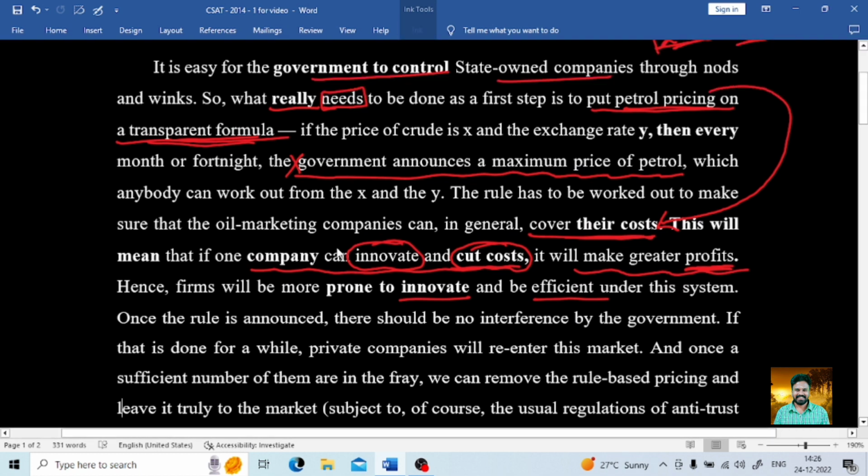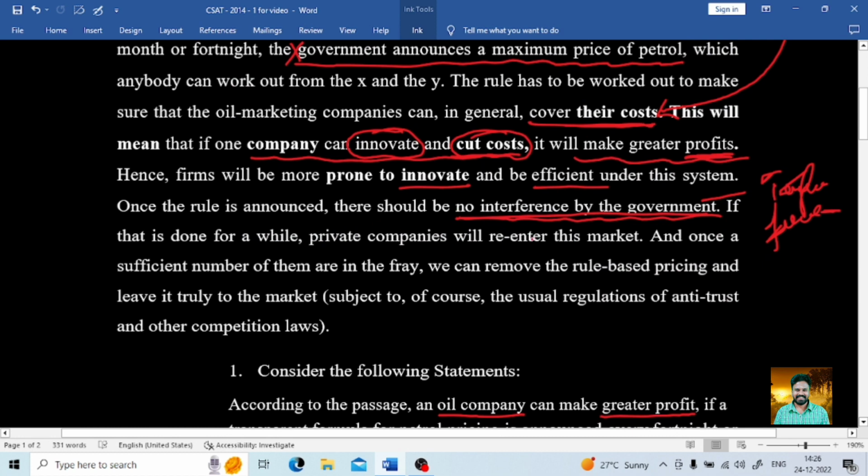That is also done. Okay, let us move on. Once the rule is announced, there should be no interference by the government. This is very important. No interference by the government, which means presently the government is controlling and companies are expecting a transparent formula. What is that transparent formula? That formula is no interference by the government. This is the transparent formula. I will write here: transparent formula is no government interference.